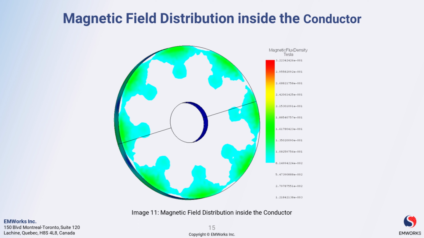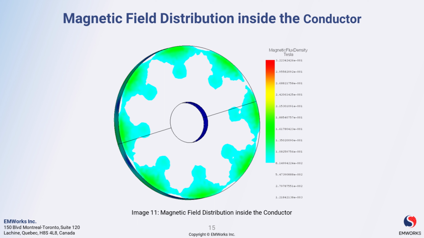So by understanding the magnetic field distribution within the conductor, we can optimize the interaction between the magnetic field and the conductor material. This knowledge can guide us in the selection of appropriate conductor materials, geometric design, and other parameters to enhance the efficiency of eddy currents generation and overall performance of the governor.